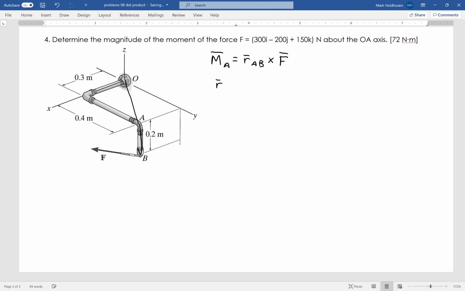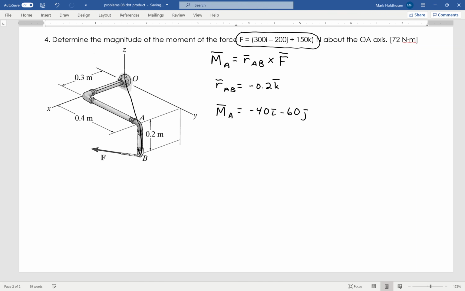where R from A to B is nothing more than negative 0.2 K. F is given in the problem statement right here. So then the moment about A is negative 40I minus 60J.